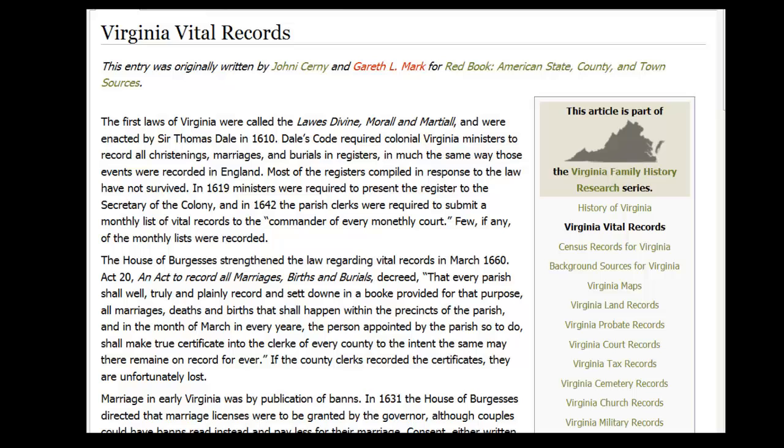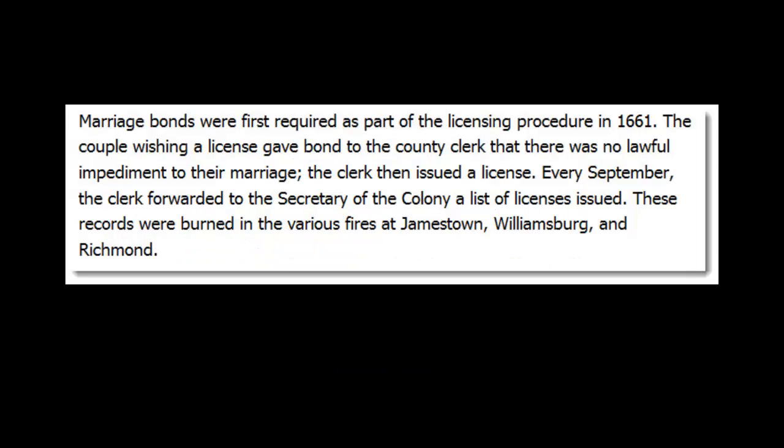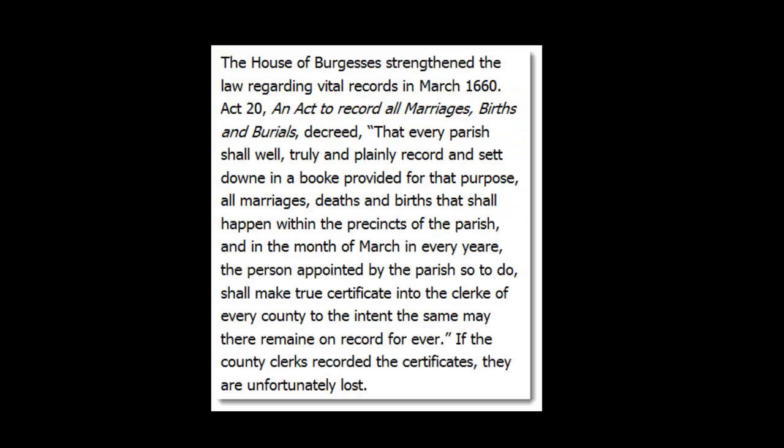Now that I'm on the Virginia Vital Records page, I can start digging in and figuring out what is there and what's not. I quickly learn that marriage bonds were supposed to be required as of 1661, and that every September those were supposed to be forwarded on. But if you read the last sentence in this paragraph, you find that most of them were probably never recorded, and if they were, they're lost.